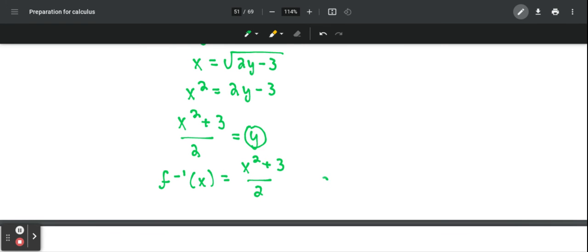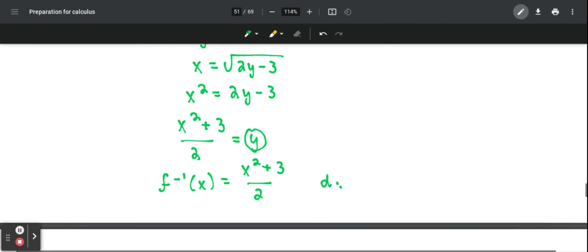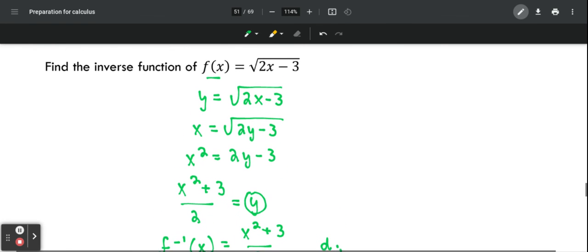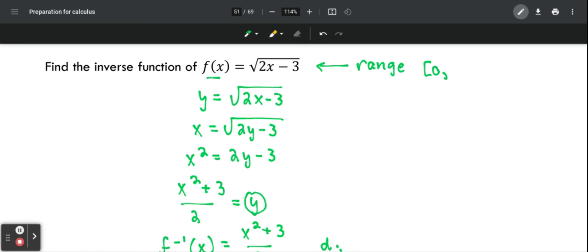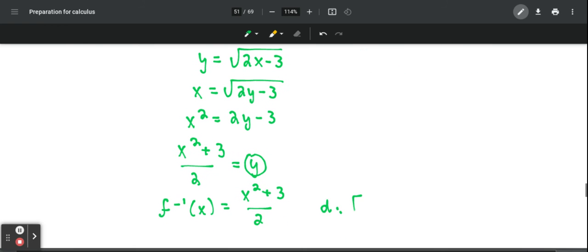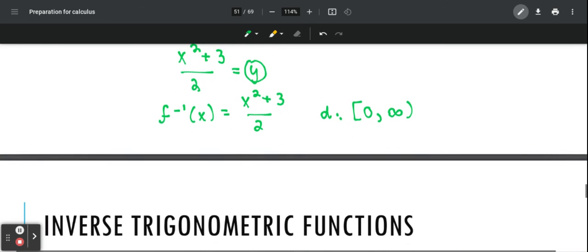And then the other thing that we have to determine is, what is the domain of this? Sometimes the easiest way to find your domain is thinking about what the range of the original function would be. And we know that the range of a square root function that hasn't been translated up or down is going to be 0 to infinity. And so that means that our domain then will be 0 to infinity. So again, finding the domain of your inverse, you need to go back to the original function and look at the range of that original function.